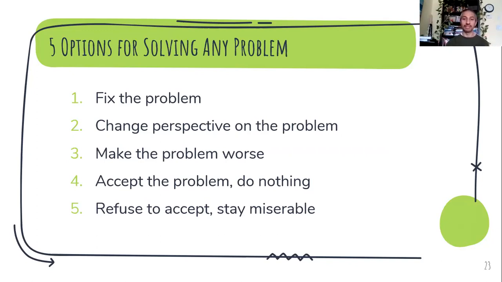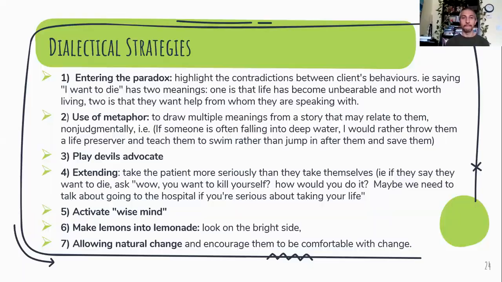Or we can refuse to accept and stay miserable. So those are the options, right? And there's very much a change and acceptance dialectic that's involved in these options. And we can go through these with our clients and help them figure out, what do they want to do here? What do they think makes sense?